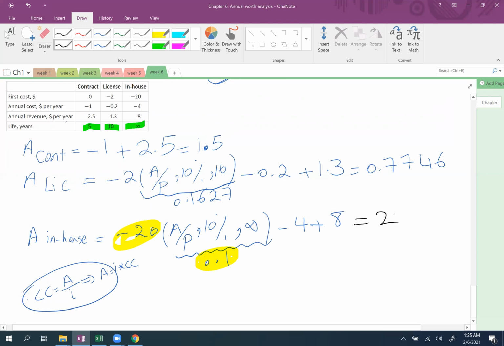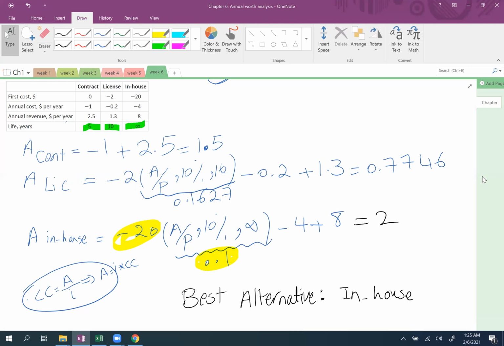So if you want to compare this, what is the best alternative? Obviously, the best alternative will be the in-house option because it has the highest annual worth among these alternatives. That's the last problem that we have in this chapter.